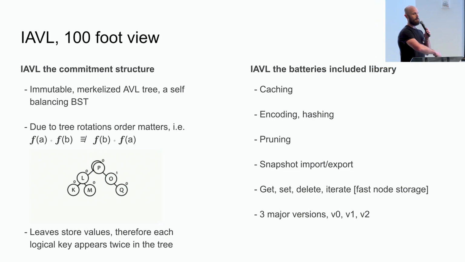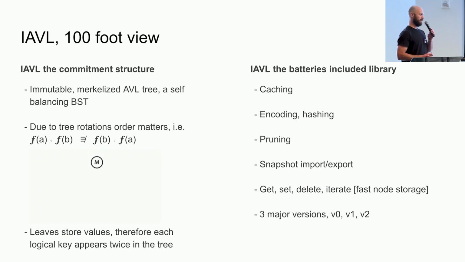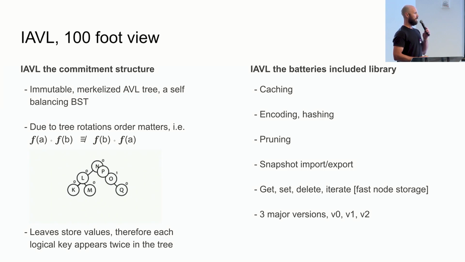So that's AVL, the commitment structure, and then IAVL, the library, is built on top of that. It does a lot of things for you. It's a batteries-included library. It handles things like caching, encoding of nodes, hashing, and pruning, that is to say, of course, state grows indefinitely unless you delete old state. That's what pruning is. Snapshot import, snapshot export, get, set, delete, and iterate. Iterate is really fun to need to support, but we do.